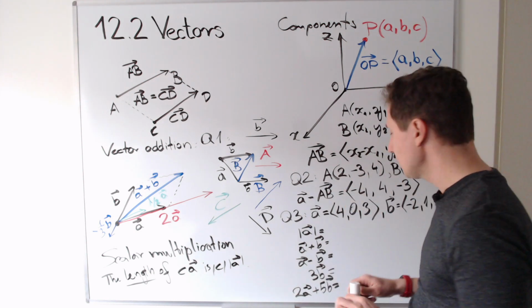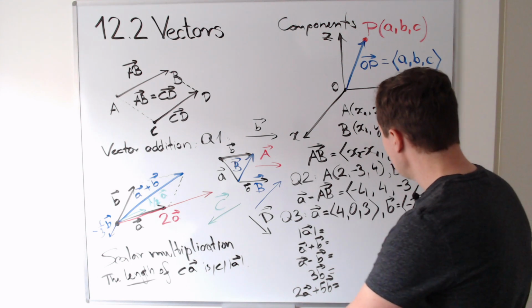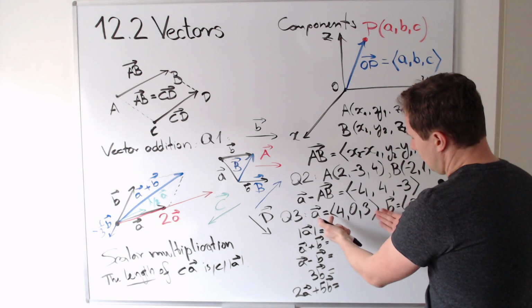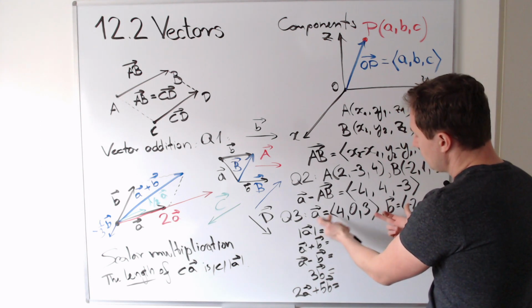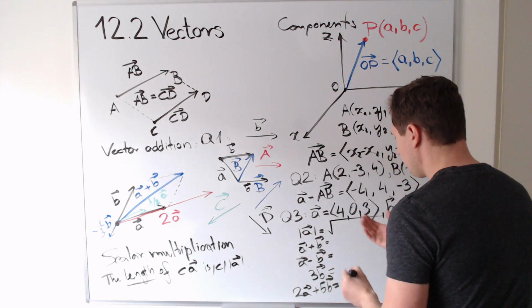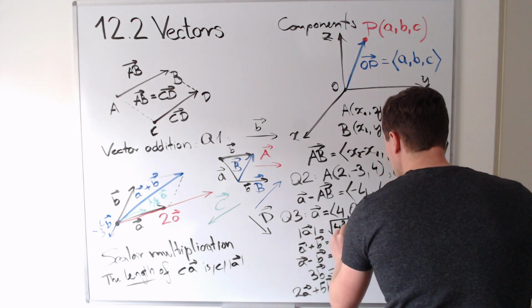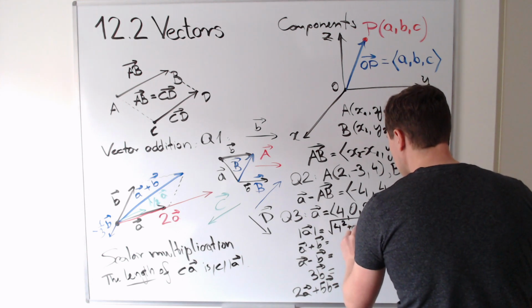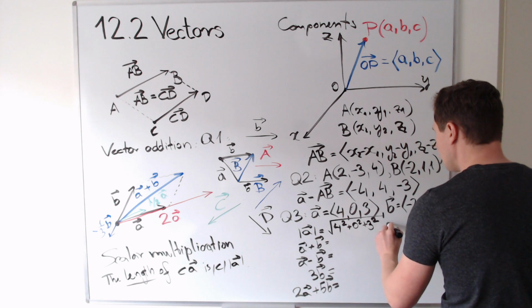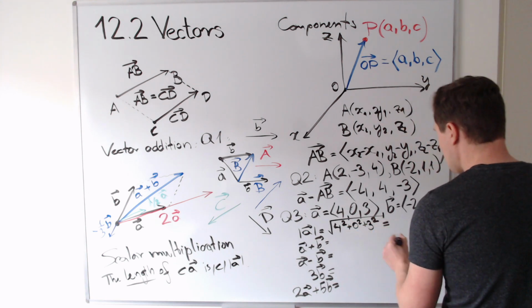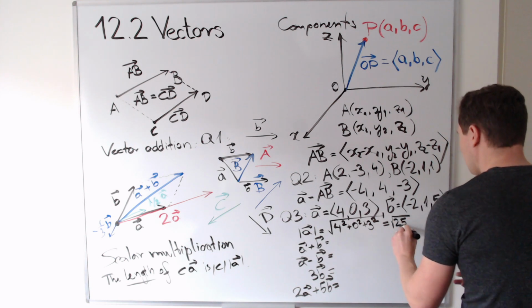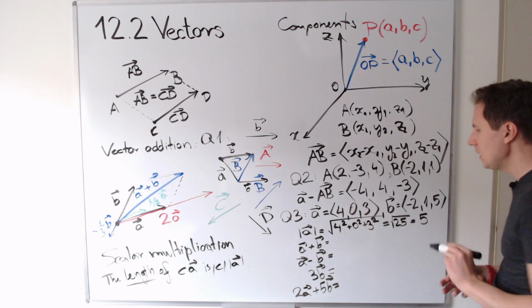Okay, I hope you paused it. Now for the length of A, clearly we just have to compute the distance of this point from the origin. So that's just the usual Pythagorean formula with the square root of the sum of the squared components. So that's the square root of 4 squared plus 0 squared plus 3 squared. That's 16 plus 9, that is 25 under the square root. So we have for the length 5.